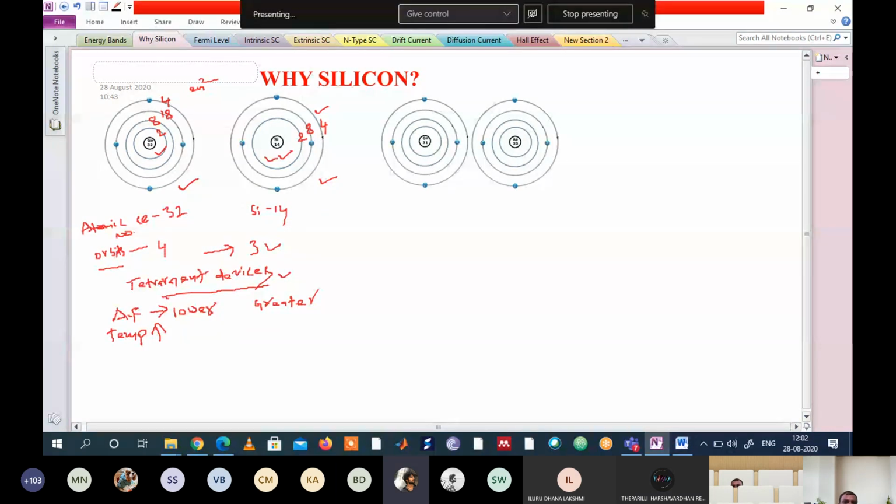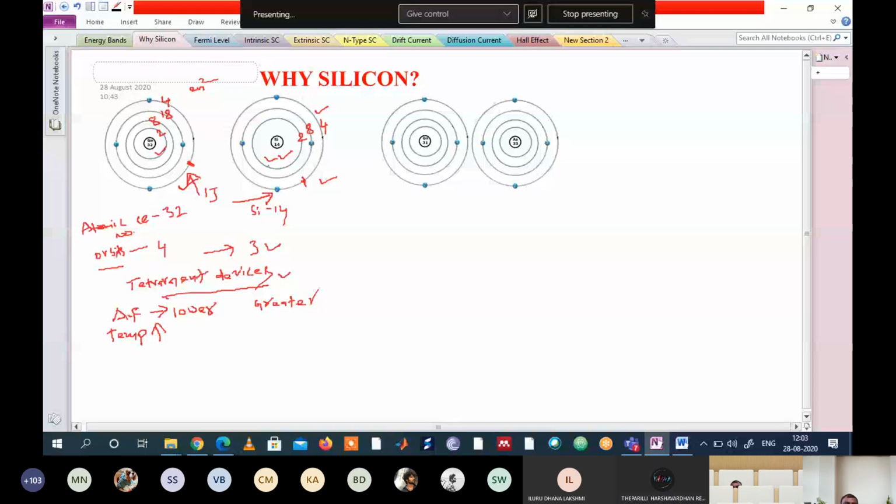Now, if you want to remove an electron from the outermost orbit of silicon, and also from germanium, suppose I give 1 joule of energy externally to both. Which electron comes outside first, germanium's or silicon's? Germanium, because it is loosely attracted towards the nucleus compared to silicon. So the germanium electron comes outside first, and the silicon electron does not.